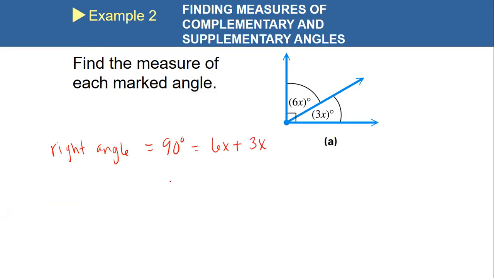We can easily solve that, right? So now we're left with 90 equals 9x. So what is x? x equals 10. So now can I find the two complement angles? Yes. So we have 6 times 10, which equals 60, and then we have 3 times 10, which equals 30.